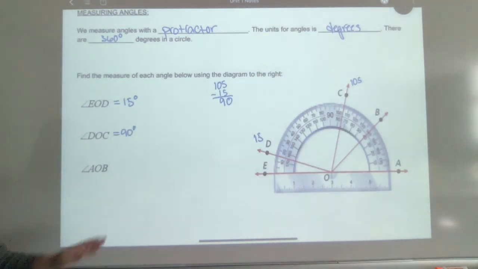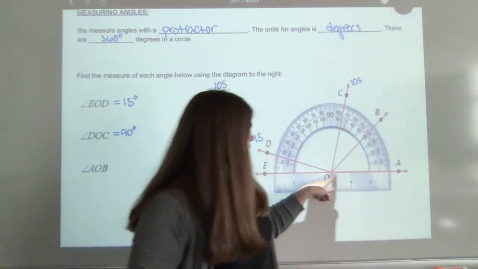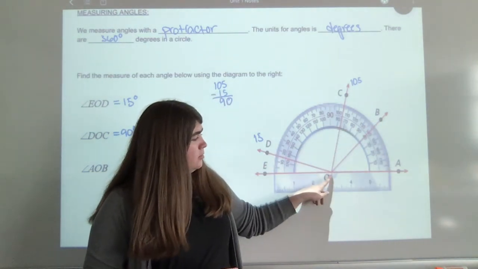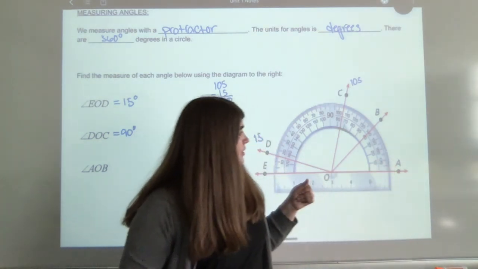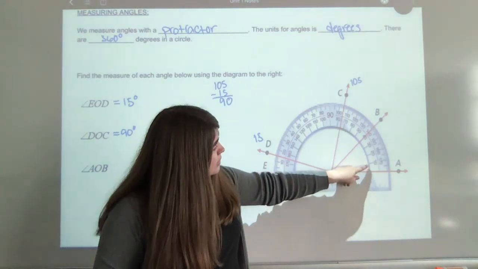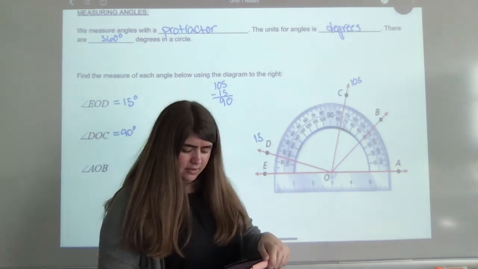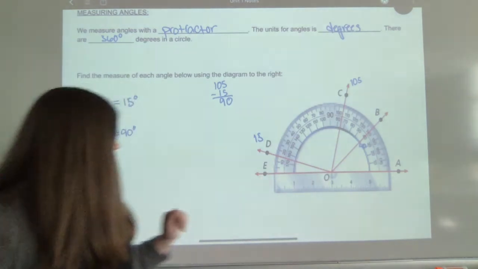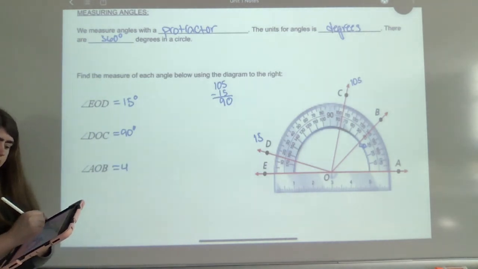Alright, last but not least, we have angle AOB. So I start from A, go to O, go to B. This time, my angle is lined up to the right, so I'm going to use those interior measurements. I am lucky that this is right on that tick mark, so I can tell that this is at 40 degrees on the inside there. So because we open up 40 degrees, angle AOB is equal to 40 degrees as well.